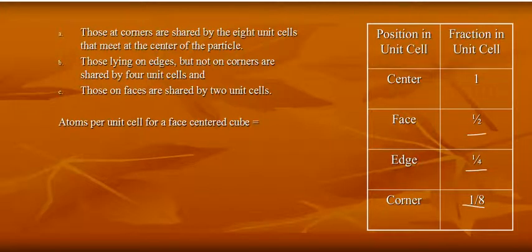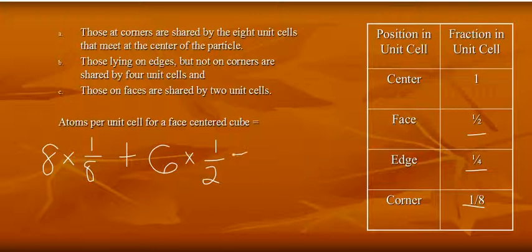For example, the number of atoms per unit cell for a face-centered cube: if you go to the back of page 9 and you look at a face-centered cube, there are 8 particles on the corner, so we're going to take 8 times 1/8. There are 6 particles on the faces, so we're going to take 6 times 1/2. So the total number of atoms per unit cell, this is 1, this is 3, is 4 for a face-centered cube.